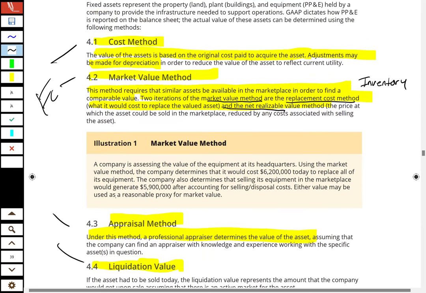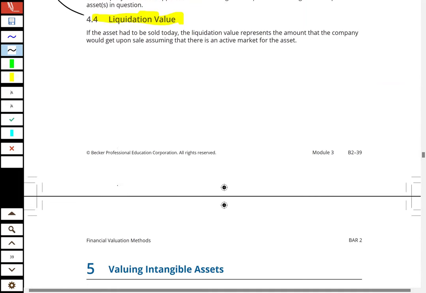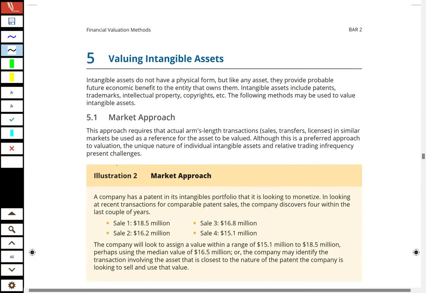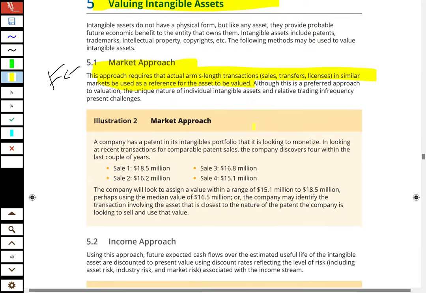Now, valuing intangible assets. For valuing intangible assets, we could use the market approach. Go ahead and flashcard that. It requires actual arm's length transactions in similar markets to be used as a reference for the asset to be valued.